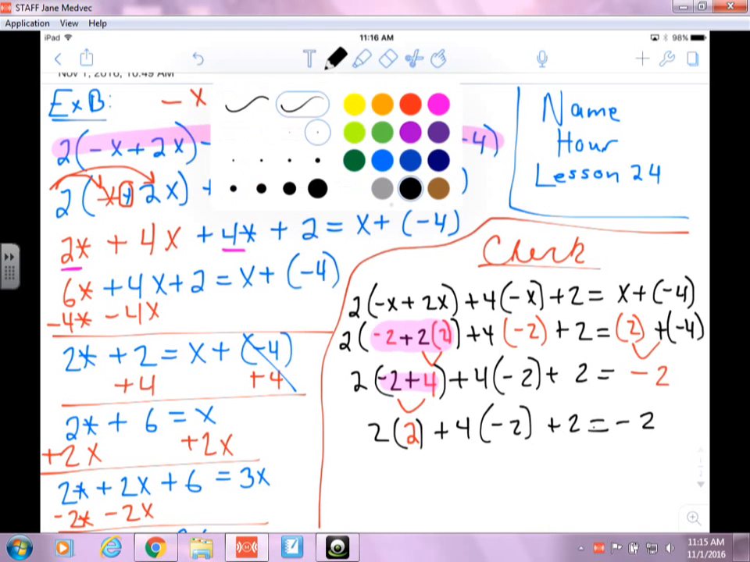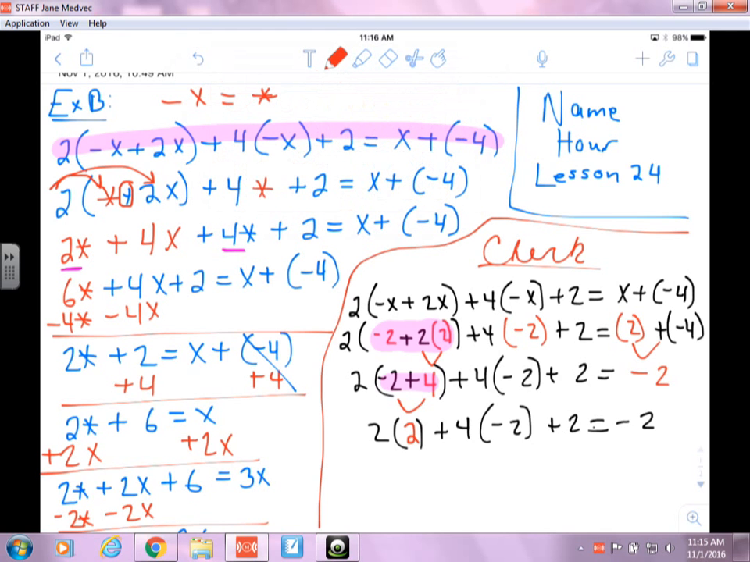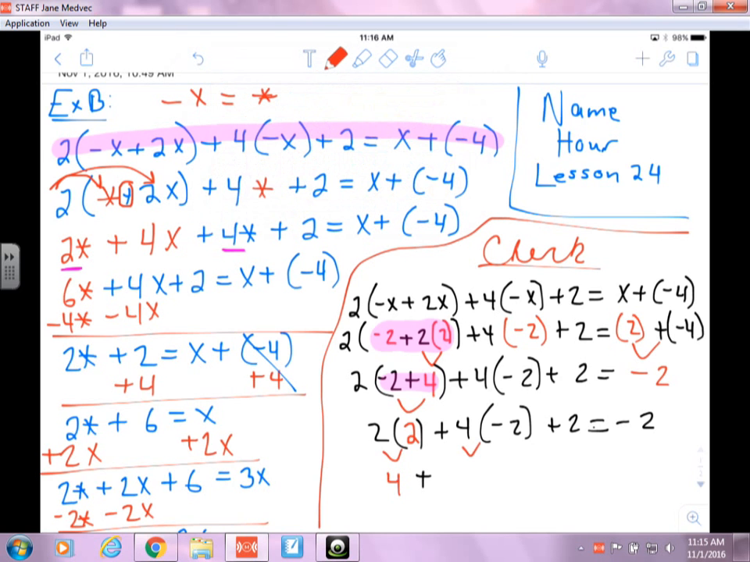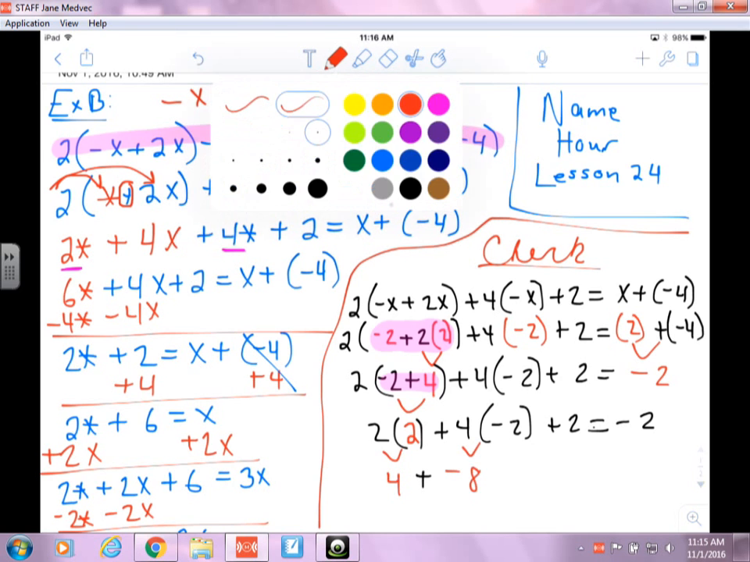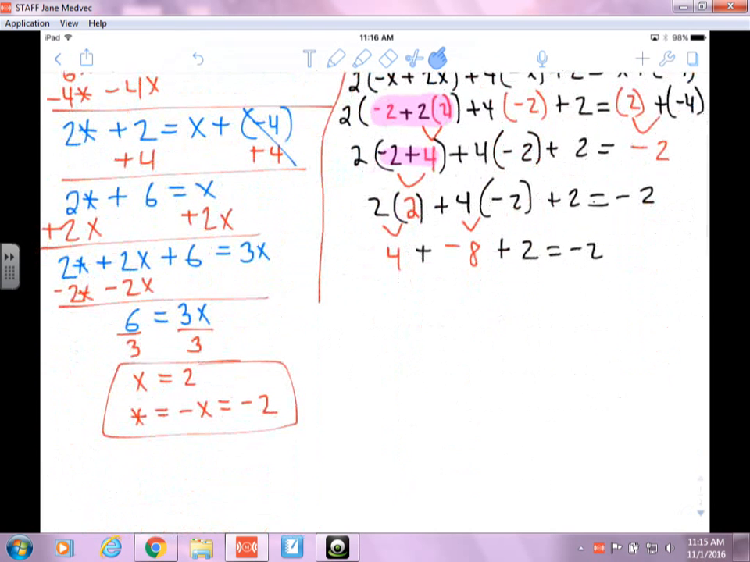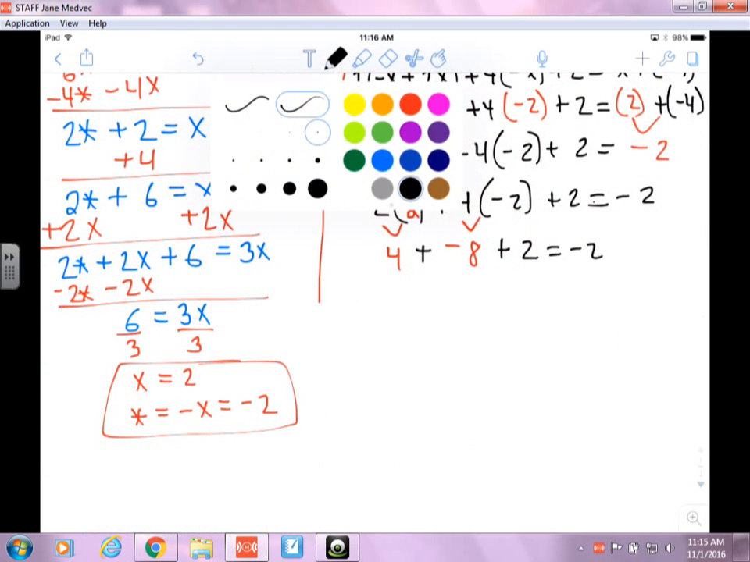Okay? Now I'm going to multiply. So 2 times 2 is 4. If you want to multiply that next set, you can also do that. You don't have to. If it's too much for you, just do one step at a time. Okay? What's 4? Negative 4, good.